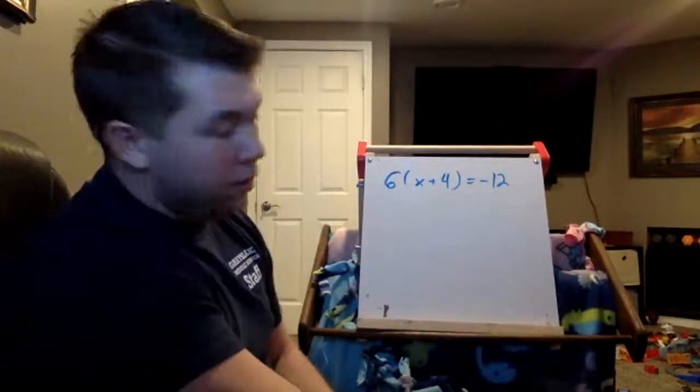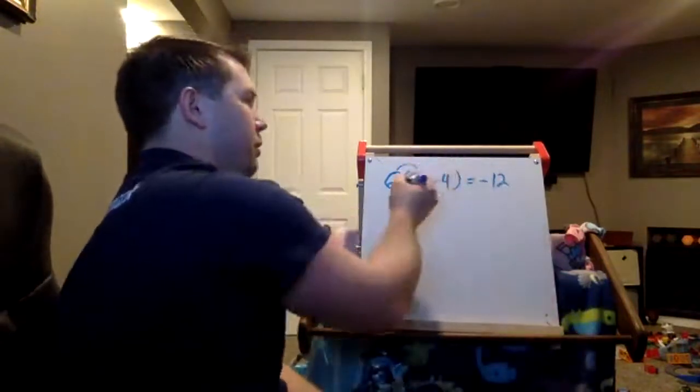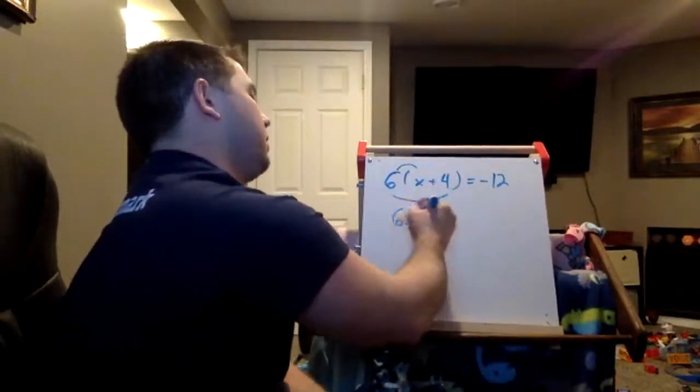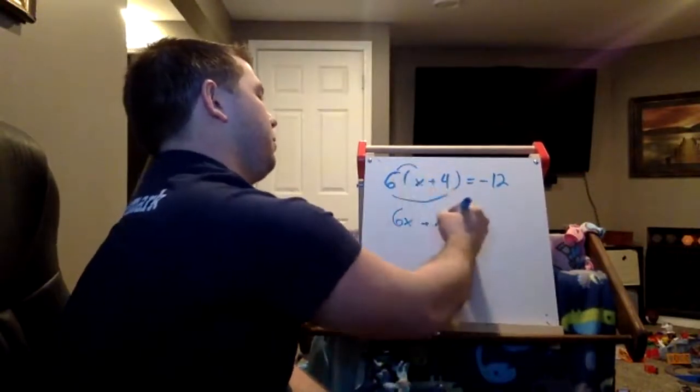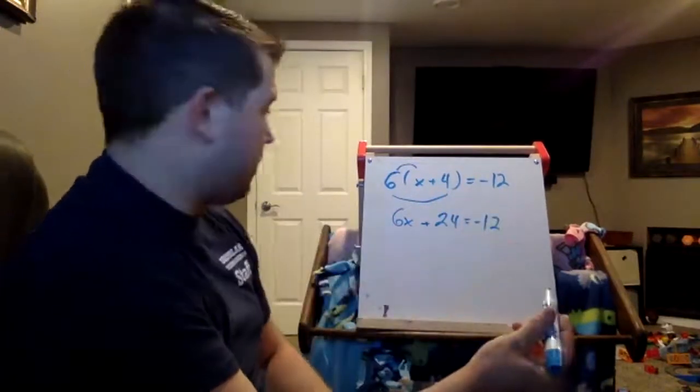Another thing we can do is do this a different way. So I'm going to do the same problem. You can still do the distributive property, okay? Just like we learned in the last unit, okay? So you have 6x plus 24 equals negative 12, okay? And we'll see if we end up getting the same answer, okay?